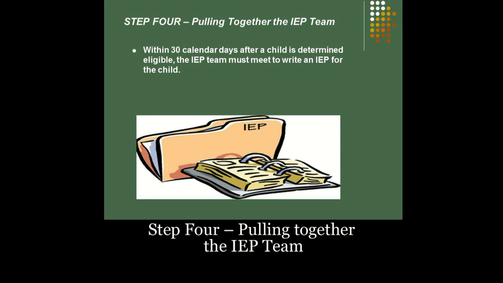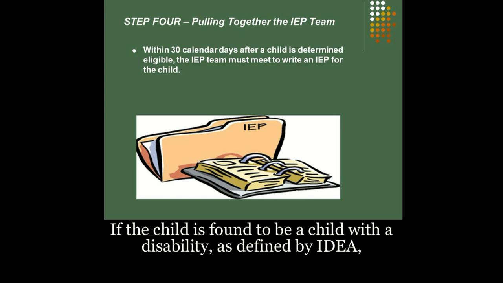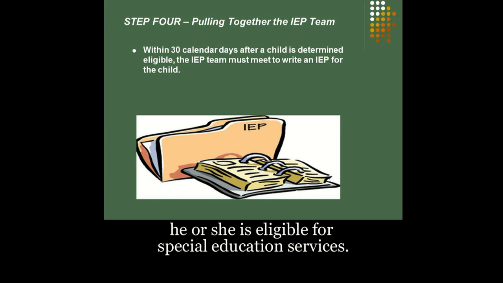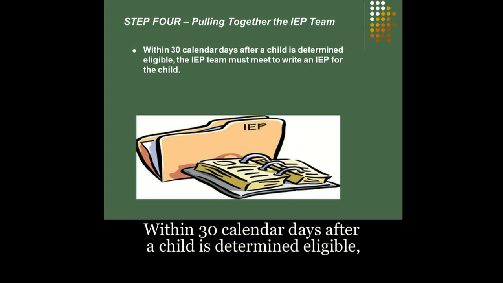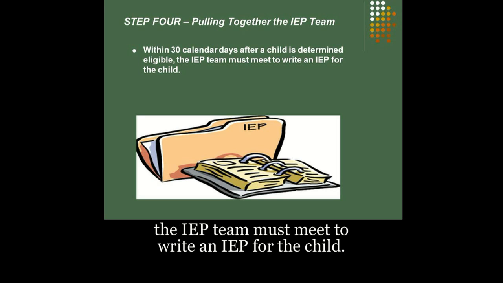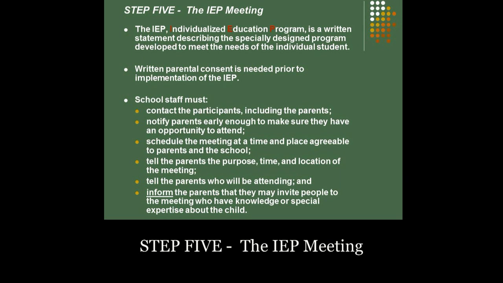Step 4. Pulling together the IEP team. If the child is found to be a child with a disability as defined by IDEA, he or she is eligible for special education services. Within 30 calendar days after a child is determined eligible, the IEP team must meet to write an IEP for the child. Step 5. The IEP meeting.